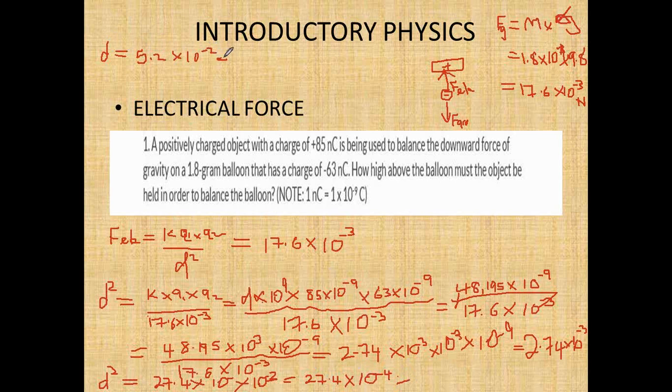Okay, so now remember that this is your distance in meters. When we say 10 to the minus 2, you have to move your decimal point 2 places to the left. So you move it 1, 2. So this is actually 0.052 meters. Or you can convert to centimeters, but meters.